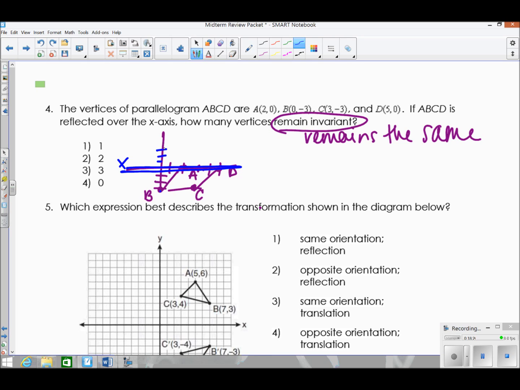here, and C will come up 1, 2, 3. So 1, 2, 3, it'll be up here. And A and D, though, are going to stay basically on the line because they don't have to travel anywhere. So here would be your new parallelogram. So basically, how many points remain invariant? Well, how many points stayed the same? There are 2. There's a point here and there's a point here.